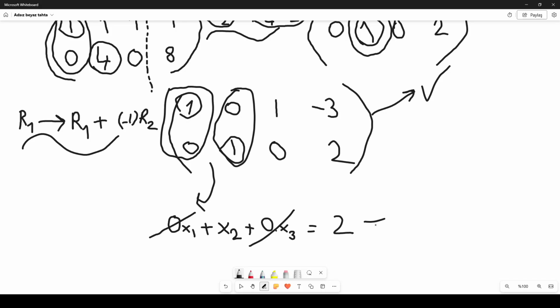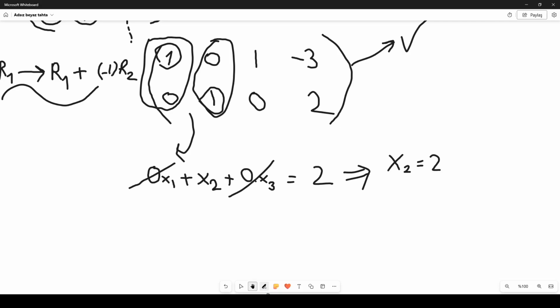So we found the value of unknown variable x2, which is x2 is equal to 2. That's very simple, right? How about x1 and x3? Okay, we move upwards to the first row to see what the values of the unknown variables x1 and x3 are.